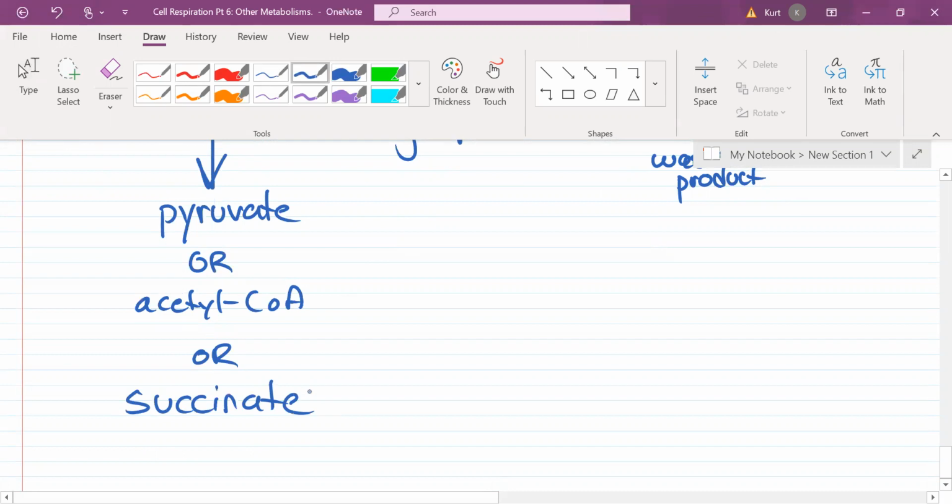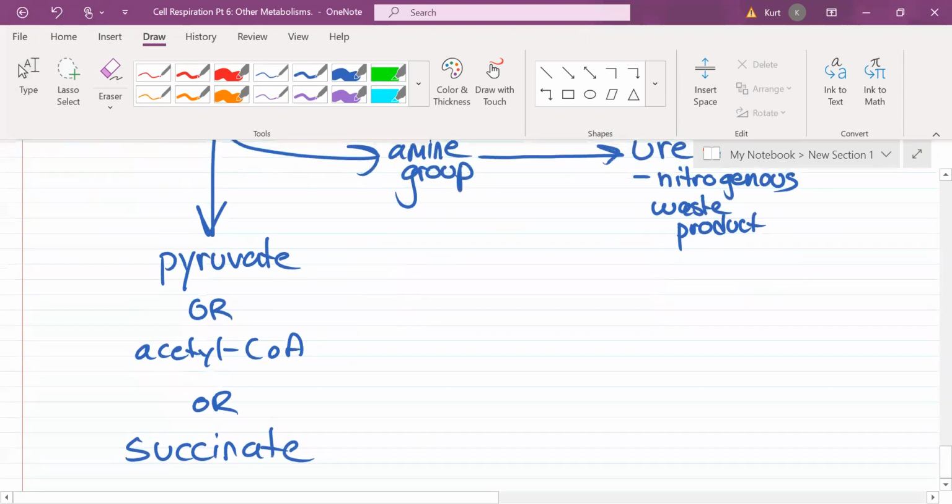Let's see how well you all were listening on Monday. How many carbons does succinate have, and where did we find it? Anybody recall? It has 4 carbons, and it is in the Krebs cycle. Good job.